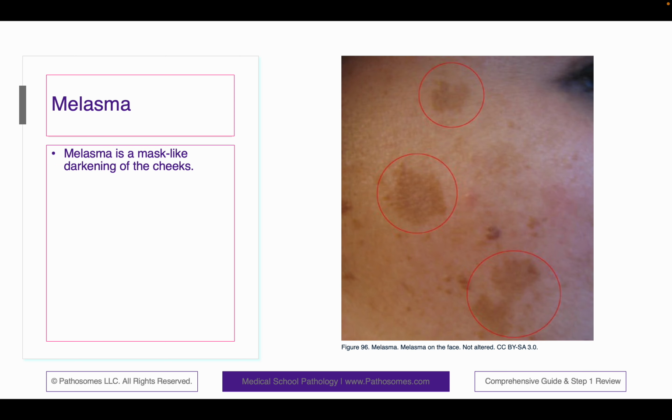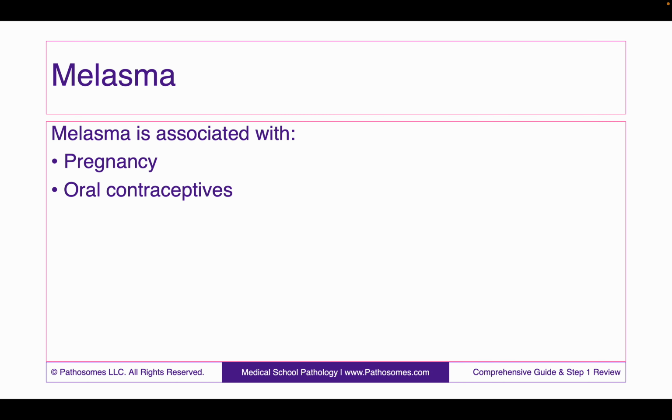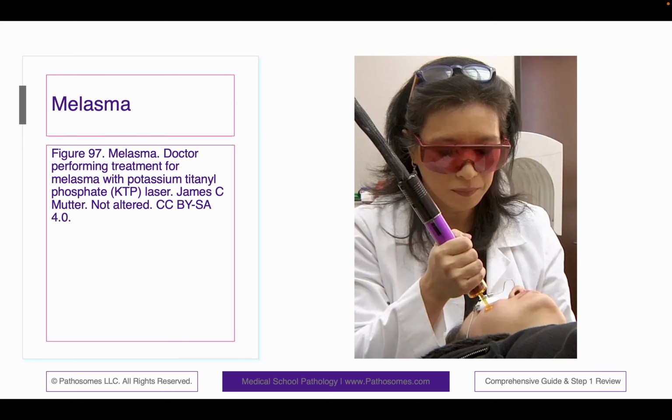Now, melasma. Melasma is a mask-like darkening of the cheeks. As you can see here in this picture to the right, with the melasma lesions circled in red. Melasma is associated with pregnancy and oral contraceptives. Here we have a doctor performing treatment for melasma with potassium titanyl phosphate laser, or a KTP laser.